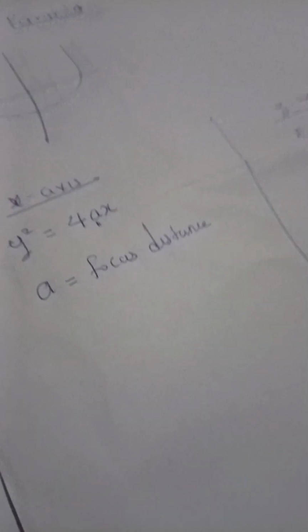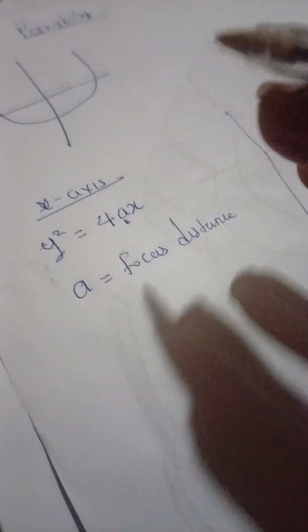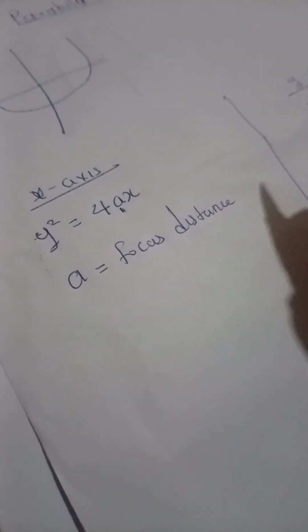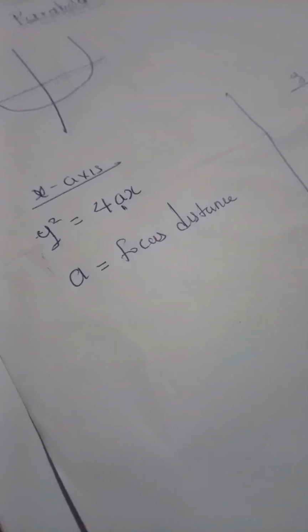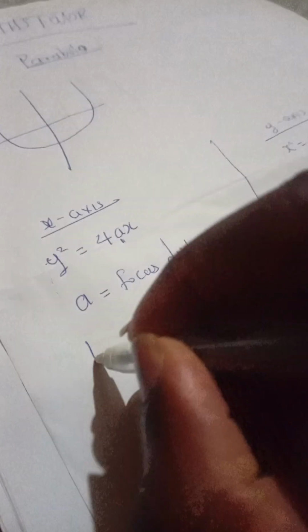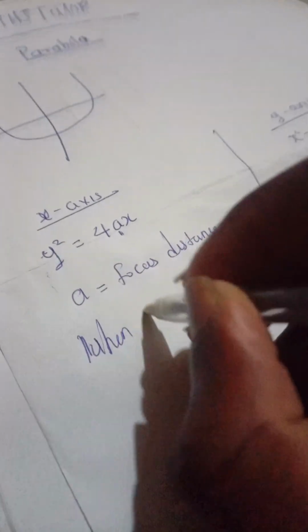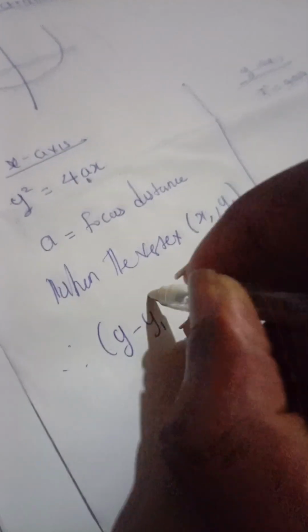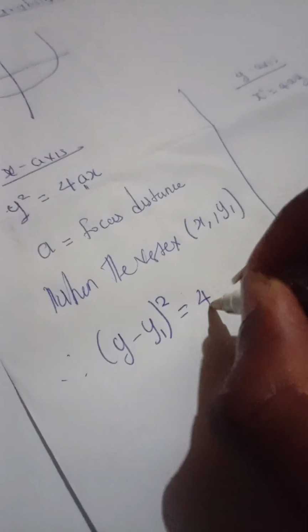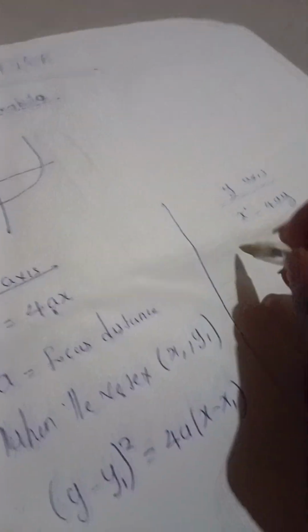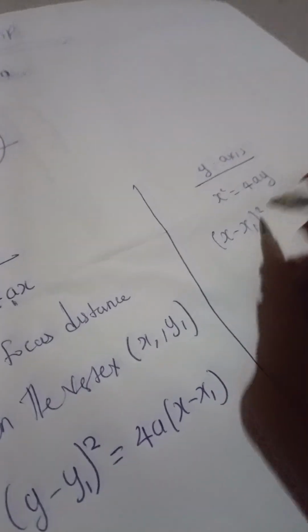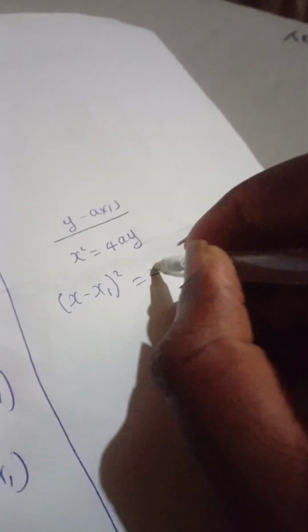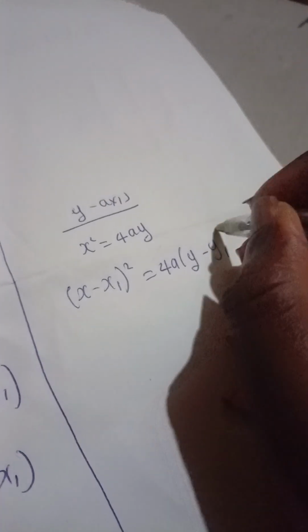So now, my question will be like, how can I solve the equation of a parabola when points are given, when the center or vertex is given? So this is what we do when the vertex is x1, y1. The equation will now turn to (y minus y1) all squared equals 4a times (x minus x1). You understand? Same here, (x minus x1) all squared equals 4a times (y minus y1).